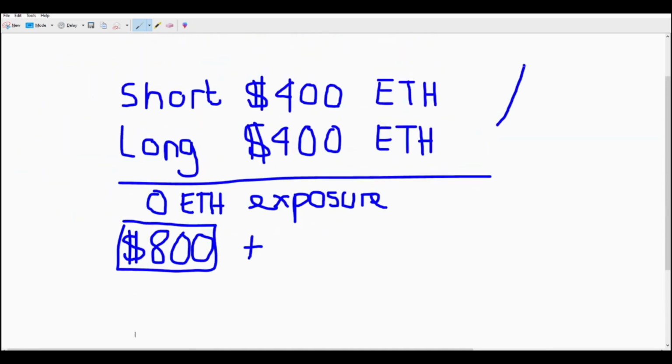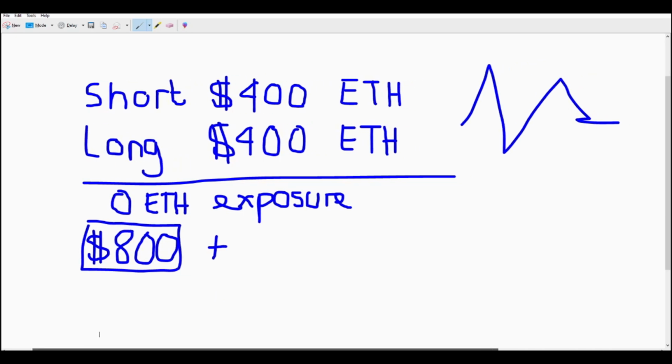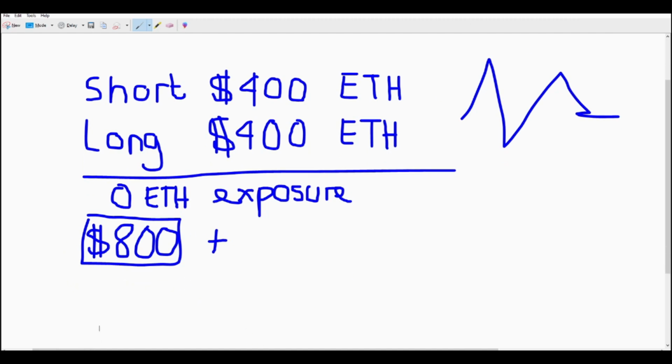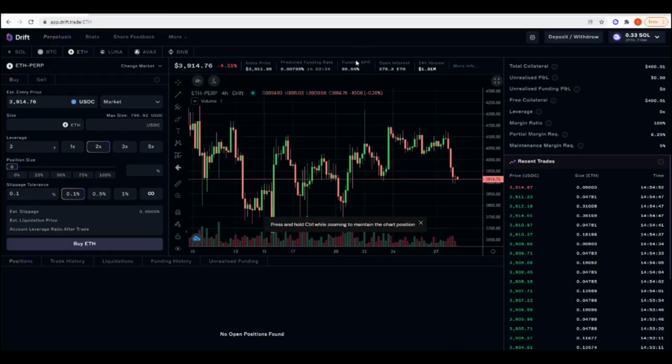ETH could go up, down, sideways. It doesn't really matter, because your long and your short position balance each other out, and then your $800 should hopefully stay a stable $800. So the value of your portfolio would be $800 plus whatever yield that you're generating here.